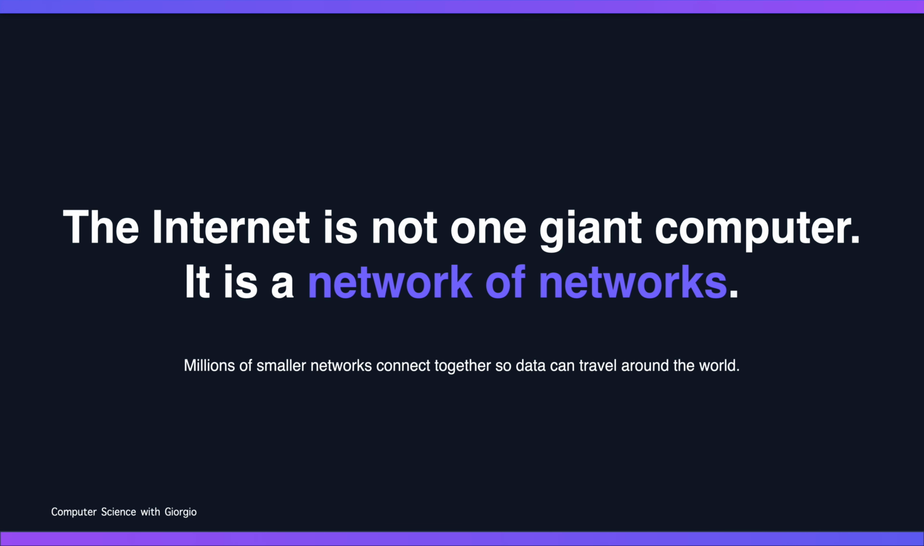Now here is something important. The internet is not one giant computer. That's a common mistake. The internet is a network of networks. Millions of smaller networks connected together. Your home network connects to your provider. Your provider connects to other networks. Those networks connect to even more networks, and together they form the internet. So when you open a website, your data may travel through many networks. It feels like one thing, but really, it's many networks working together. That's why we say the internet is a network of networks.